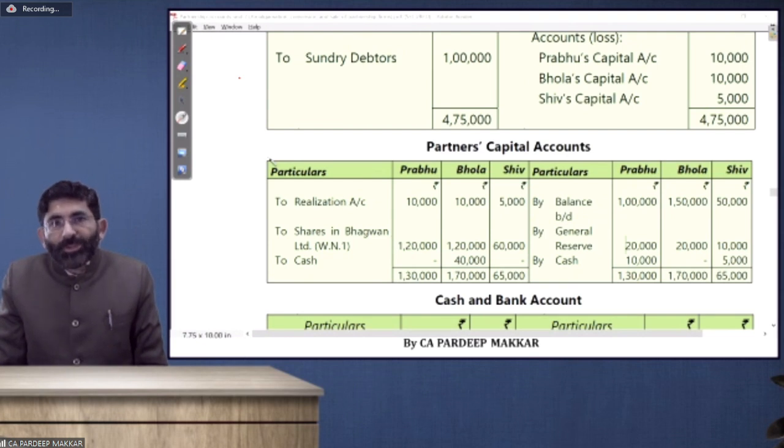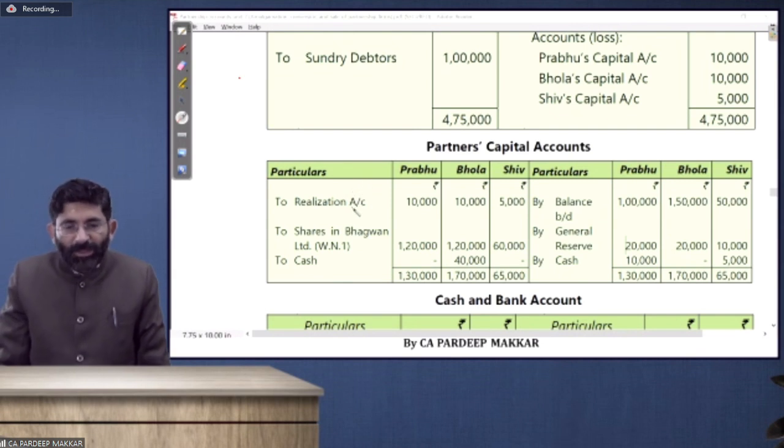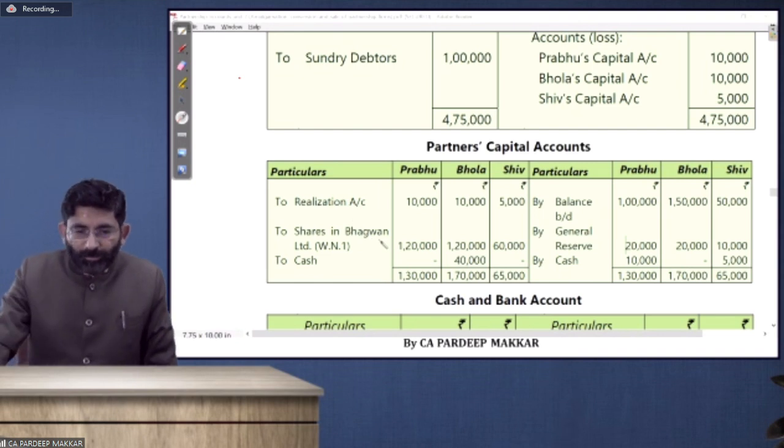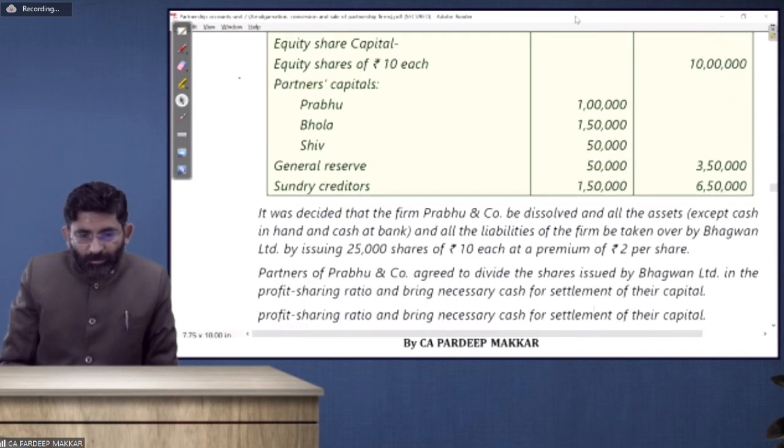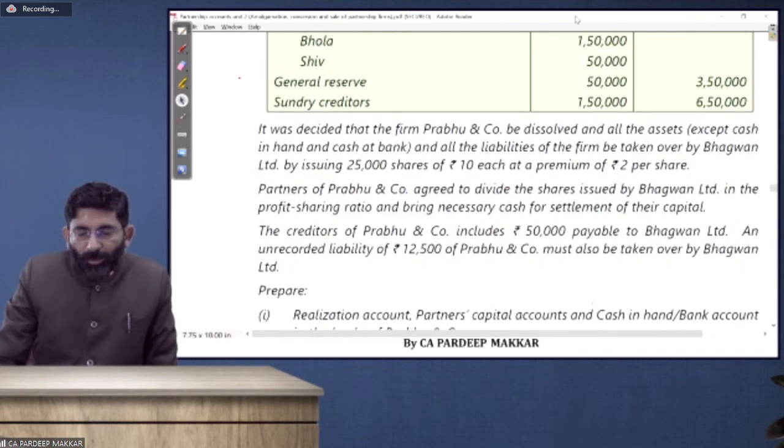Now this is an important thing: how these shares will be allocated. It has been specifically mentioned in the question that shares received will be allocated in the profit sharing ratio. Now, what is the profit sharing ratio in this case? That has been given to you, 2:2:1. Is that given to you? Check it out. Read the question. Partners of Prabhu and company agreed to divide the shares issued by Bhagwan in the profit sharing ratio.